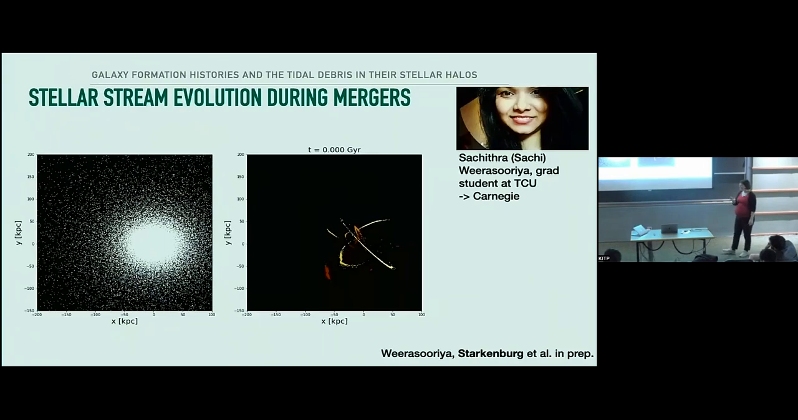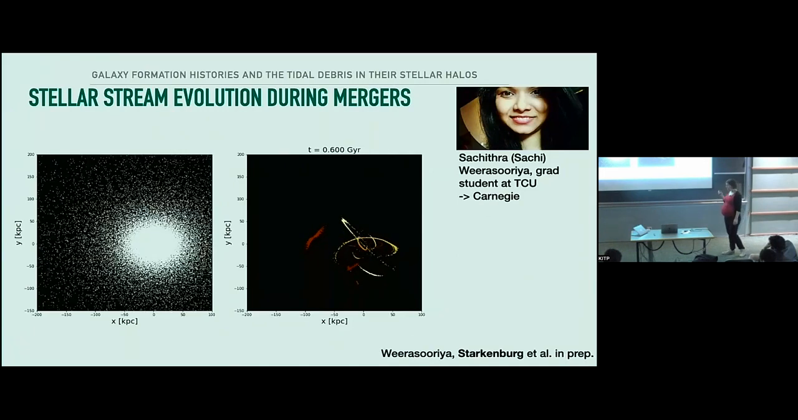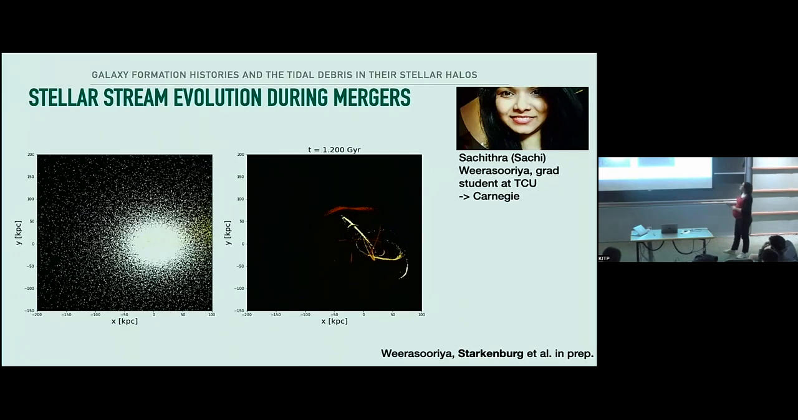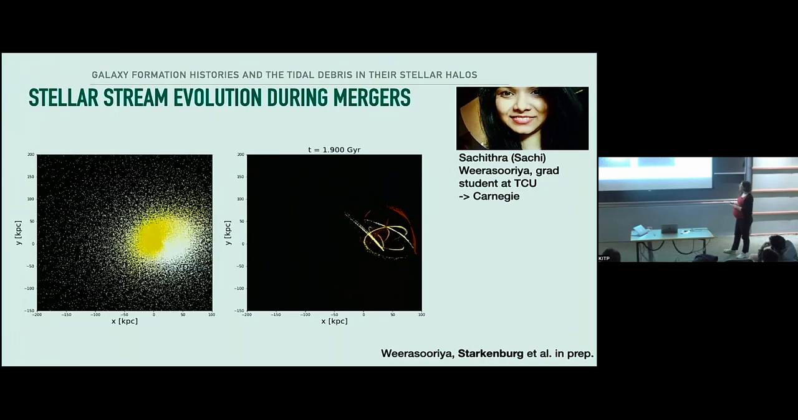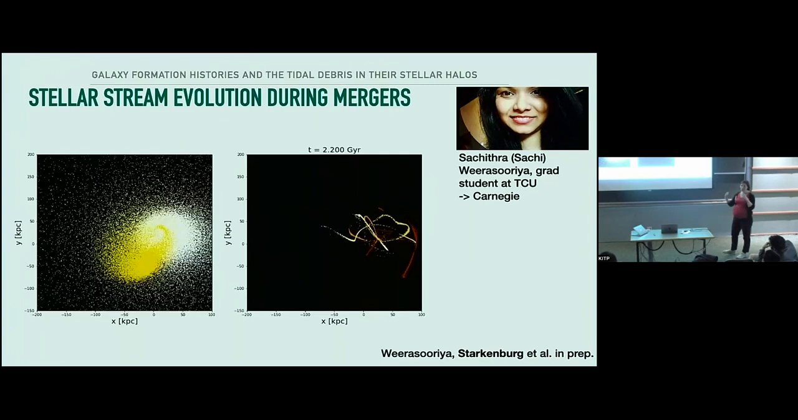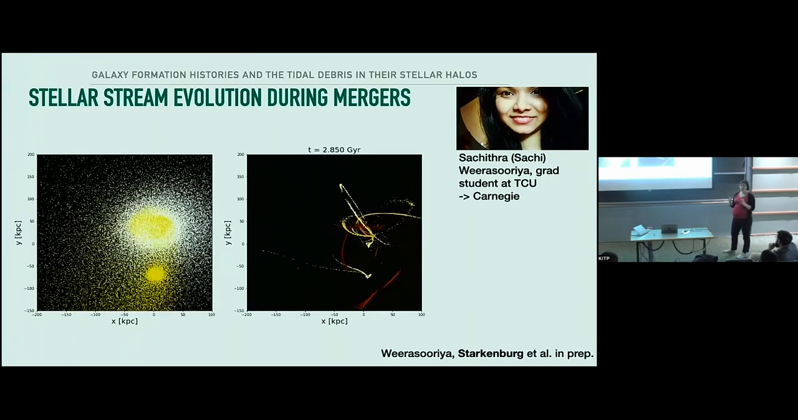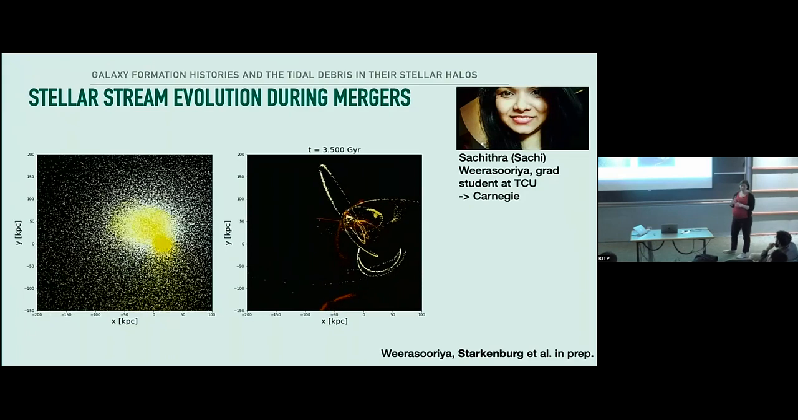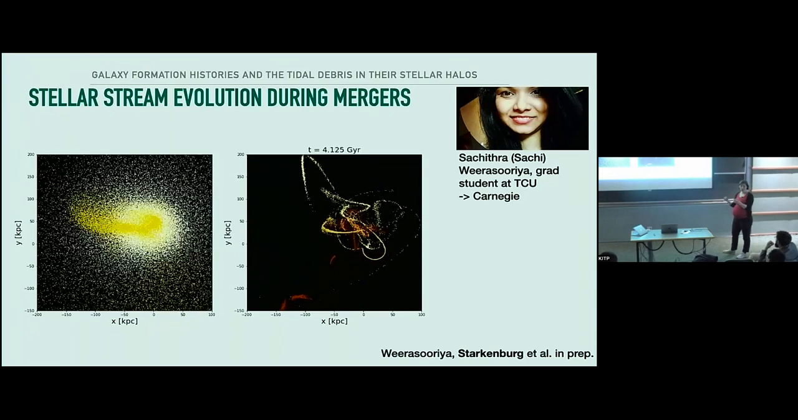In the last minute, I wanted to highlight some work by a student, Tjitske Starkenburg, who's a grad student at Texas Christian University, who will be at Carnegie next year. And she's been looking at how streams evolve, if existing streams evolve, if there is a major merger. And this is one of the elements that's almost never taken into account in the modeling of streams. And it's one of the things that I can now fold in to this cosmological model.